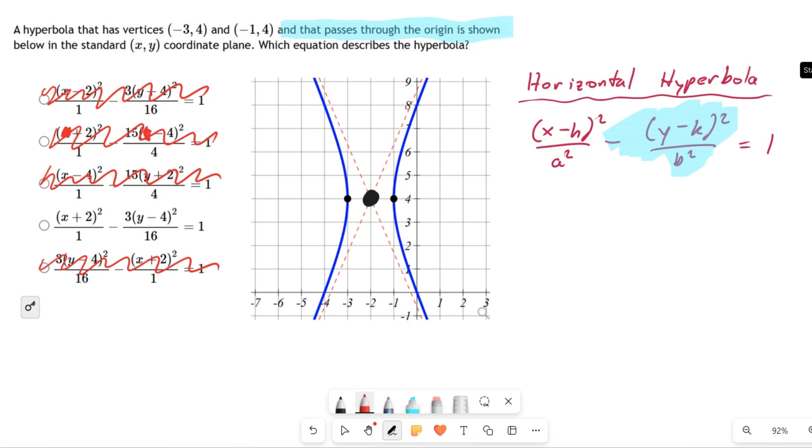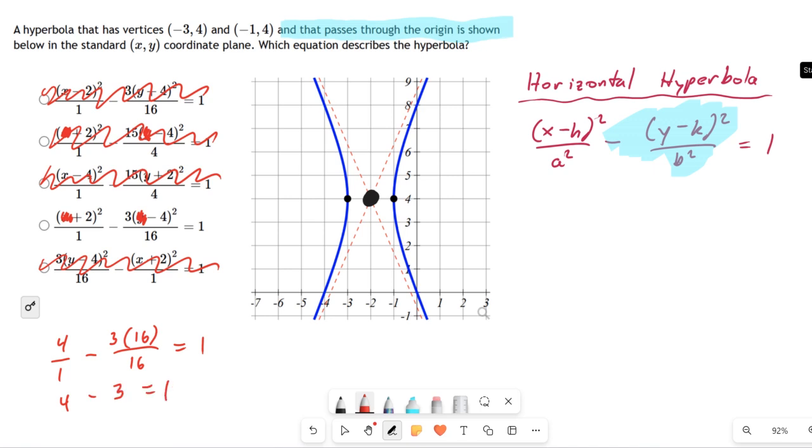Well, there's only one equation left, and if you're pinched on time, you go ahead and put that equation in. But let's double check it here to be sure. I'm going to say x equals 0 and y equals 0, and let's evaluate this equation at the origin and see if it works. So that's going to be 4 over 1 minus 3 times, what do I have, 16? That's 4 squared over 16 equals 1. Well, is that true? That's like saying 4 minus 3 equals 1.